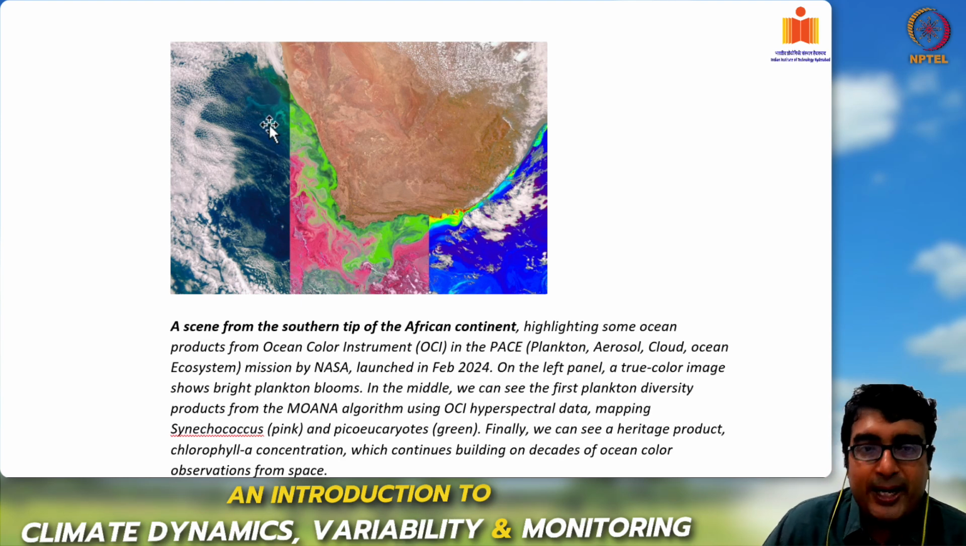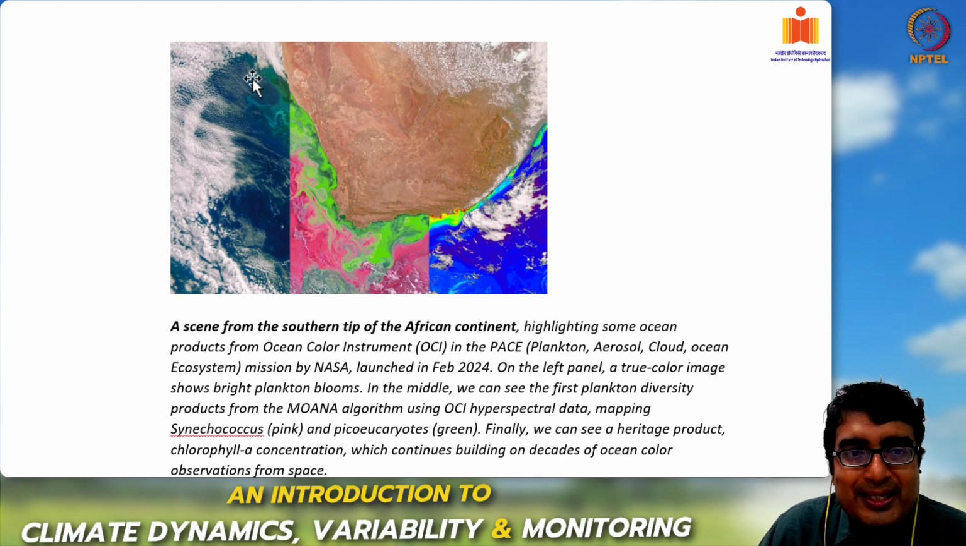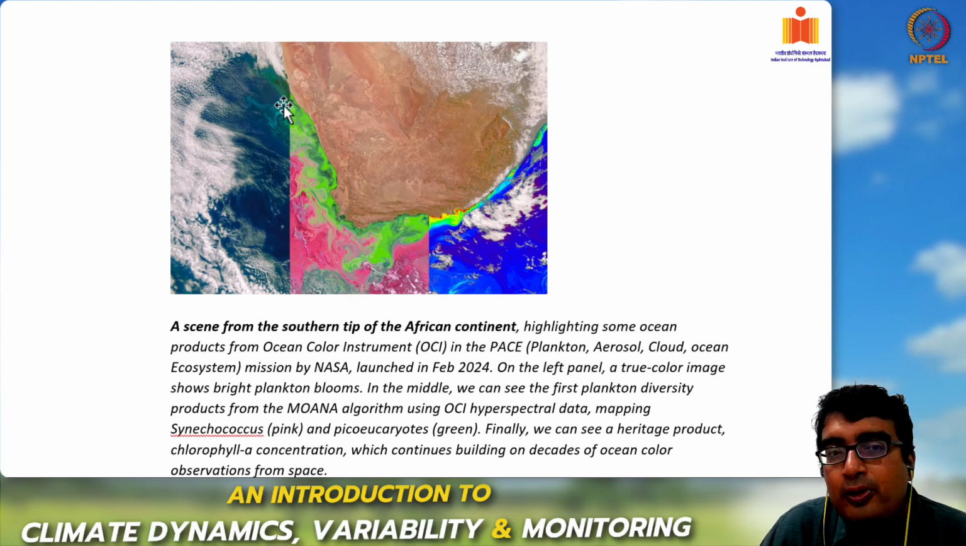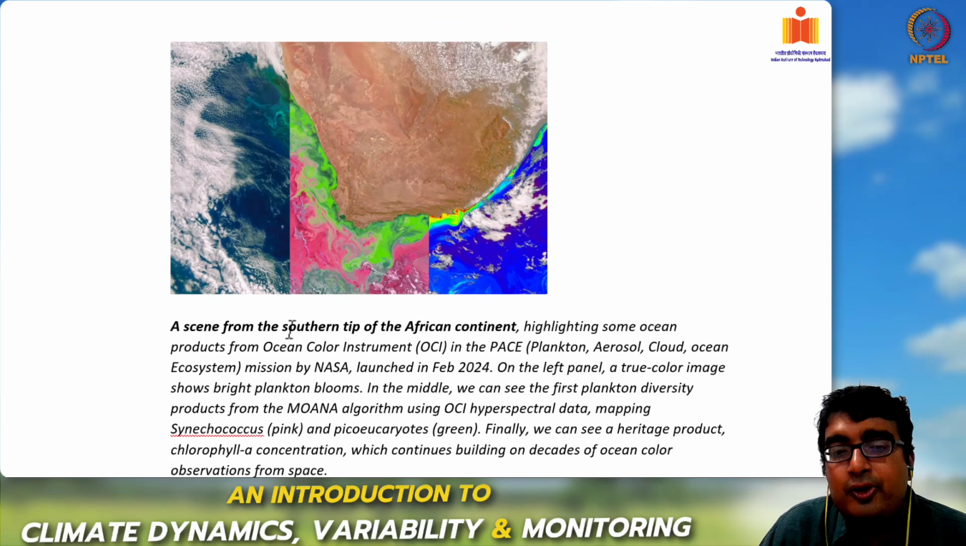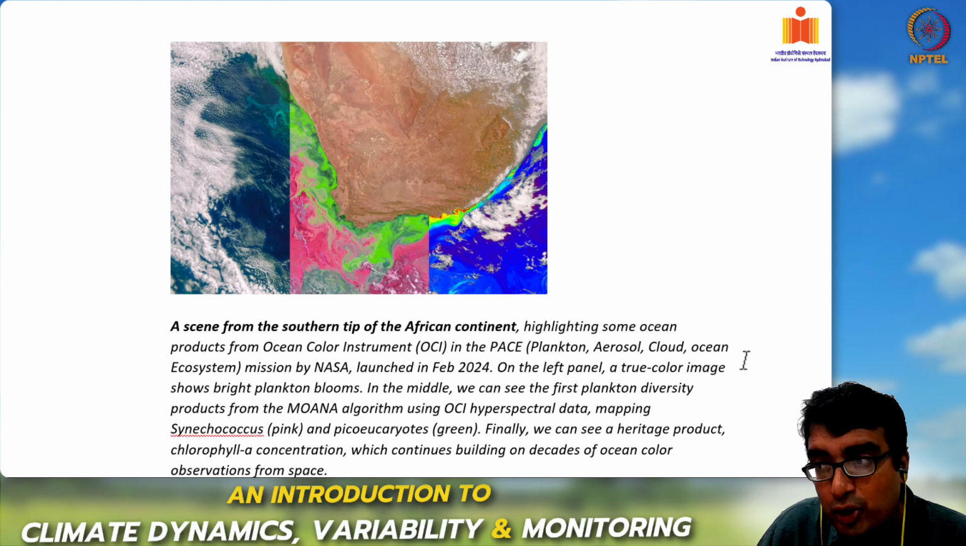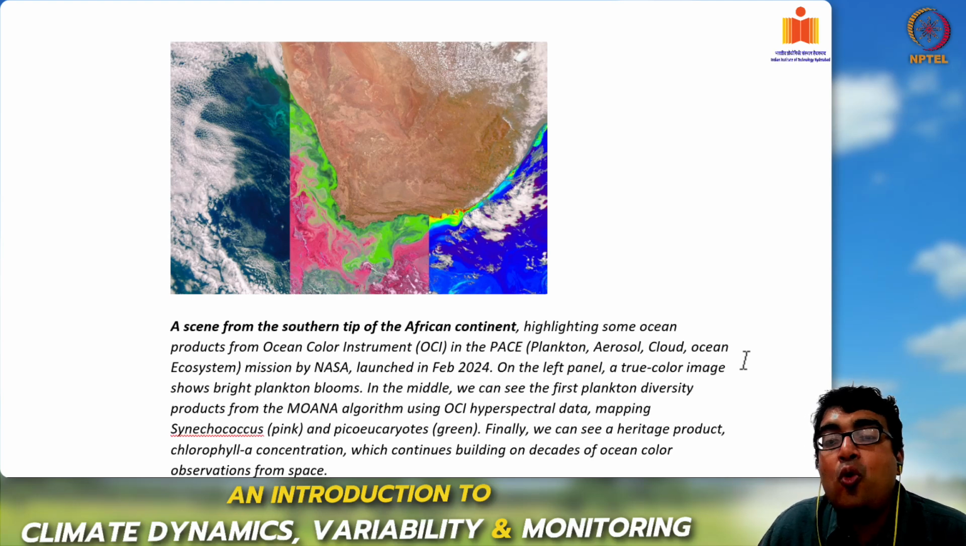In the optical spectrum, just the photography, you can see these green and light blue-green blooms of algae. Okay, so this is basic photography. The other two images have been taken by the Ocean Color Instrument, OCI, in the PACE satellite mission. PACE stands for plankton, aerosol, cloud, ocean ecosystem. So, this mission contains multiple detectors in a single satellite which maps plankton in oceans, aerosols in the climate, and cloud cover as well as the ocean ecosystem.